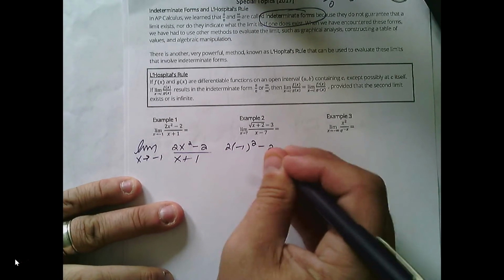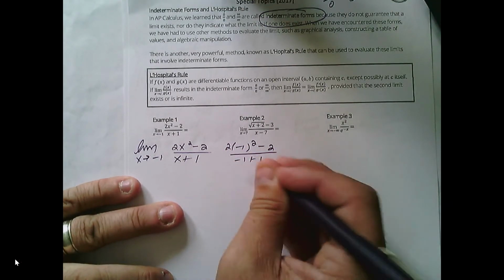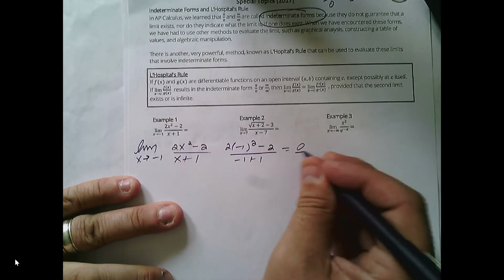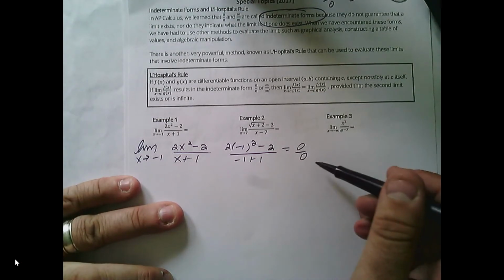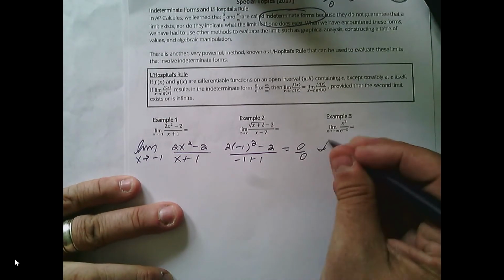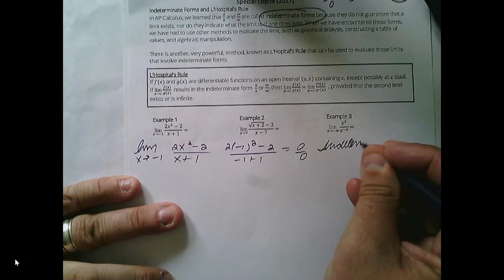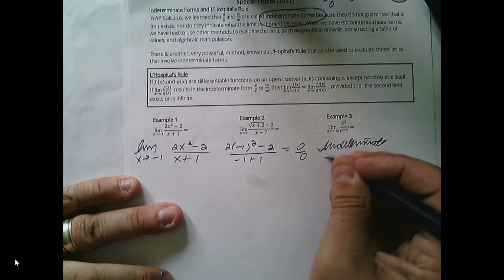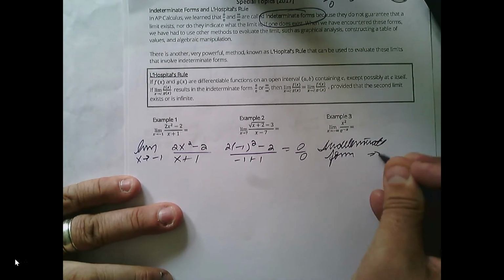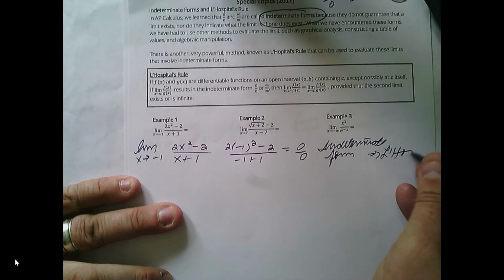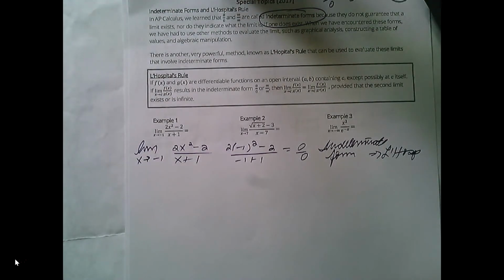If we just try direct substitution, you're going to get 0 over 0. That's an indeterminate form, which means L'Hopital's rule applies.